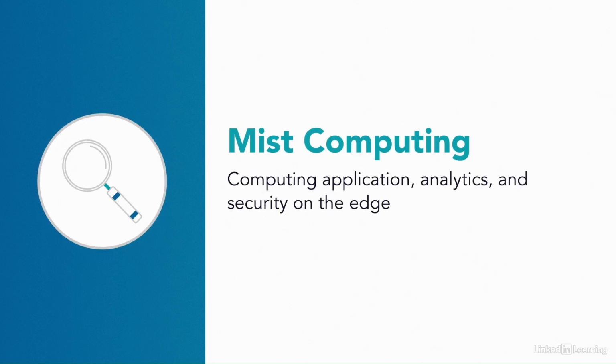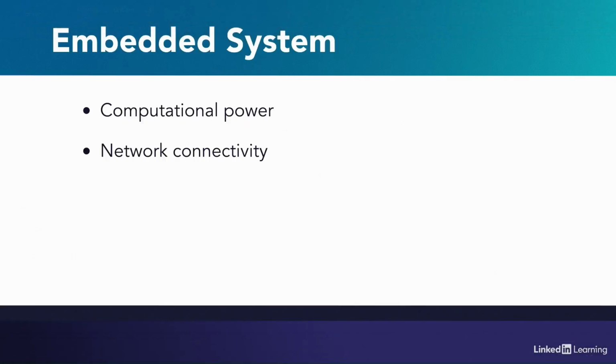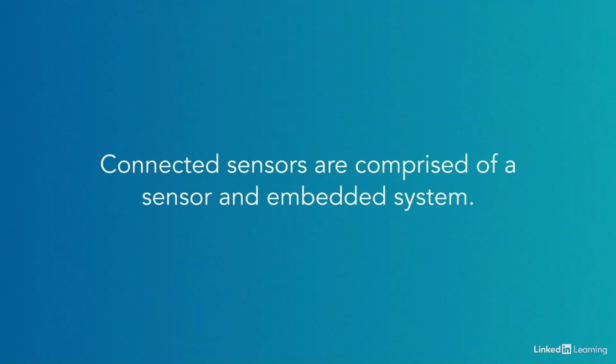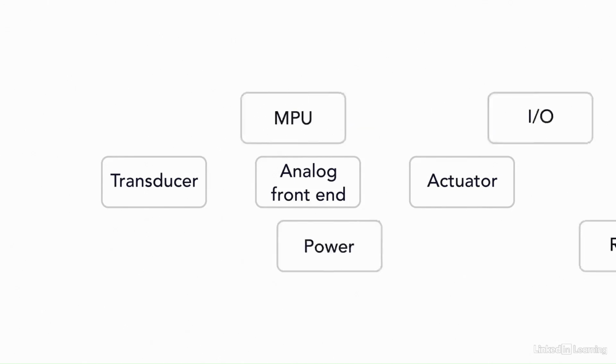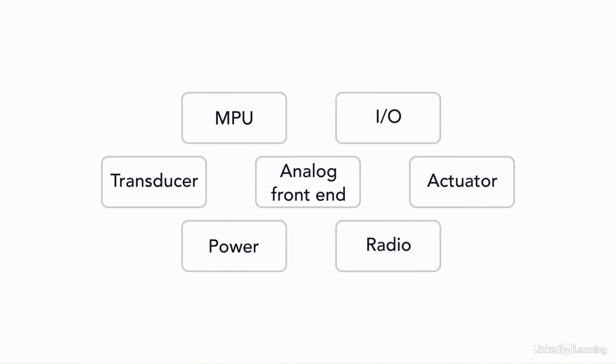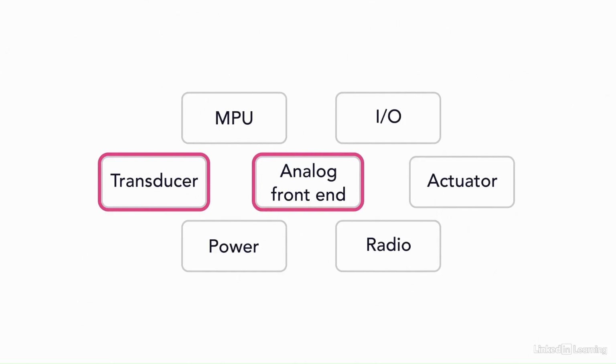Embedded systems primarily package data to be sent on the network, but increasingly we're seeing the emergence of edge computing. That is, computing on the edge to run the application, analytics, and security, both of which are provided by the embedded system. The connected sensor requires both the sensor and the embedded system. And this is the same architecture that's used for actuators. Bringing it all together, the connected sensor consists of an MPU, I/O interfaces, power, and optional radios. The sensor consists of a transducer and an analog front end, or the actuator and the digital front end.